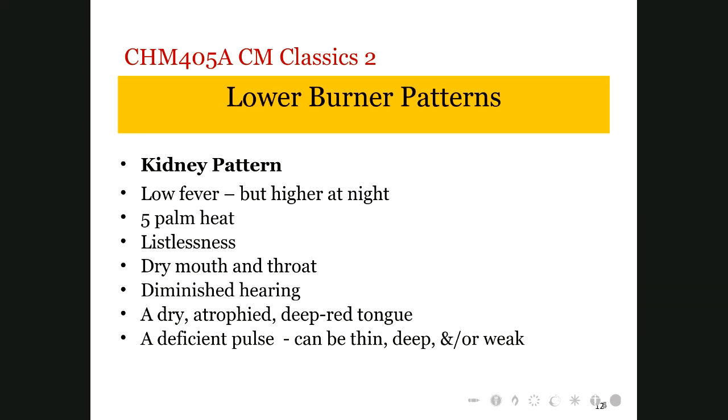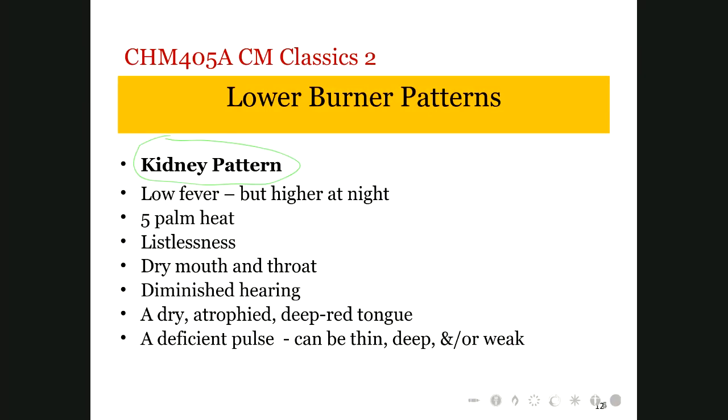Now, after the middle burner pattern, let's have a look at the lower burner patterns. So upper, middle, lower burner. The upper burner is the less severe one. The middle burner is more severe than the upper burner in general. The lower burner is the most severe and the later stage of triple burner pathology in general. These all involve the organ of kidney. So here we are talking about kidney patterns or syndromes.